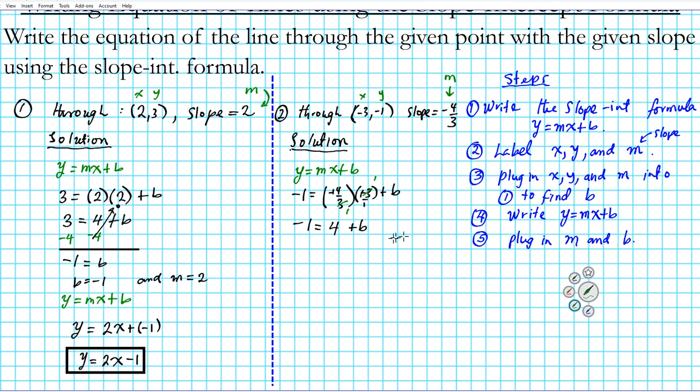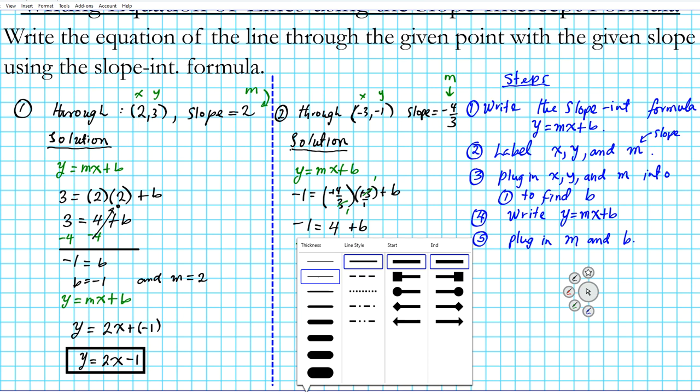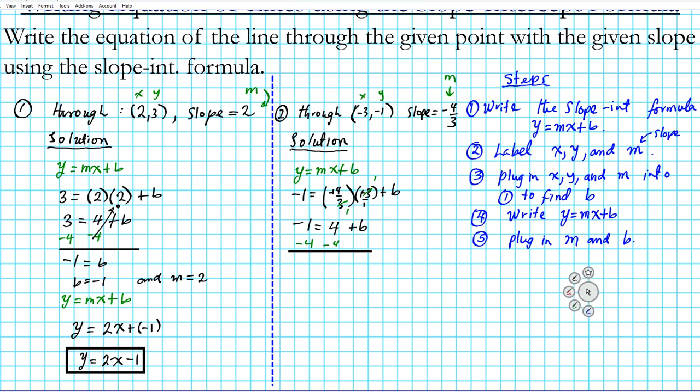To get b by itself, you simply subtract 4 from both sides. All right, when you subtract 4 from both sides, you are going to get your b value. All right, so -1 minus 4. Signs are the same, you add and keep the sign, -5. This adds up to 0. And then this is b. So your b is -5.